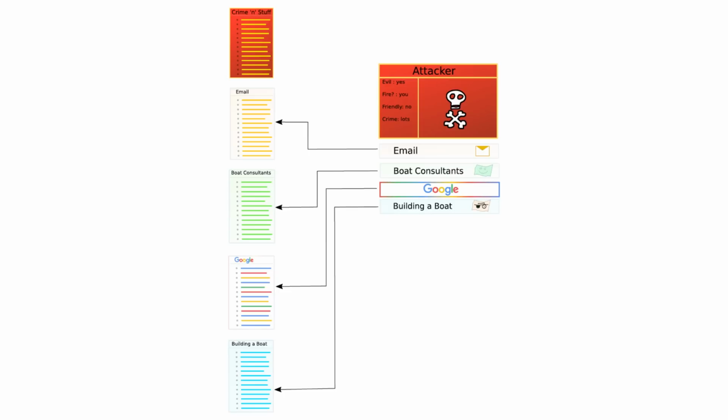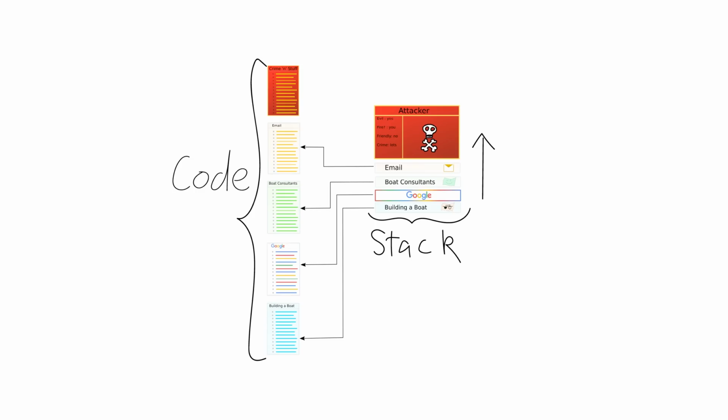For computers, the to-do list is code, and the workspace is what we call the stack. The stack starts at the bottom region of memory and grows up as more functions and programs are called, each of their own stack frame.